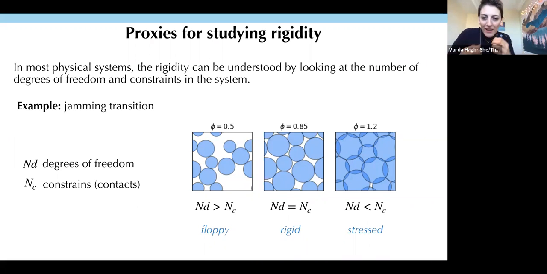When we get to a point where the number of constraints is just equal to the number of degrees of freedom, the system would be rigid and jammed. And we can go further above that and keep increasing the number of constraints by, for example, increasing the pressure in the system or increasing the sizes of the particles, which would lead to the system forming a lot of new contacts, and the system will be stressed.